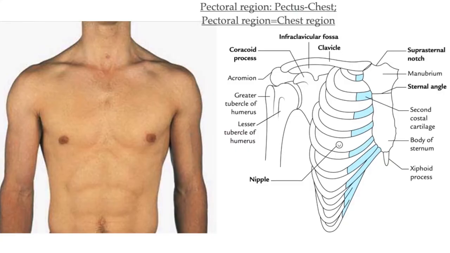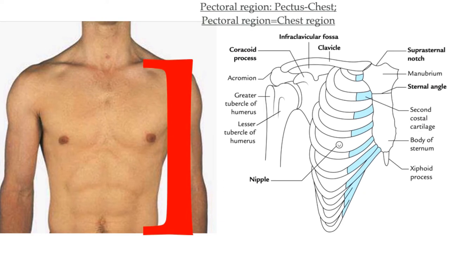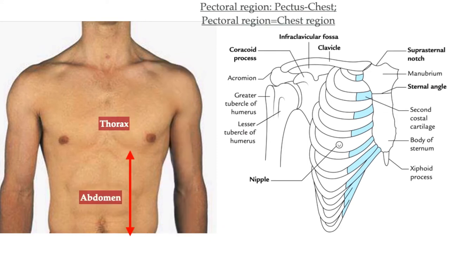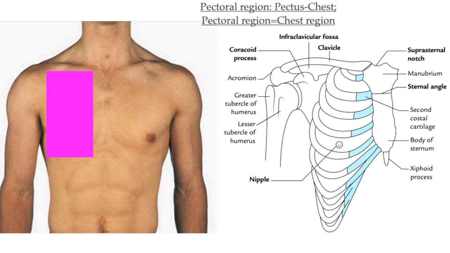The word pectoral comes from a Latin word which is pectus, which means chest. The illustration on the left shows trunk. The trunk is divided into upper part, which is called thorax, and the lower part, which is called abdomen. The pink rectangle here indicates the location of pectoral region.